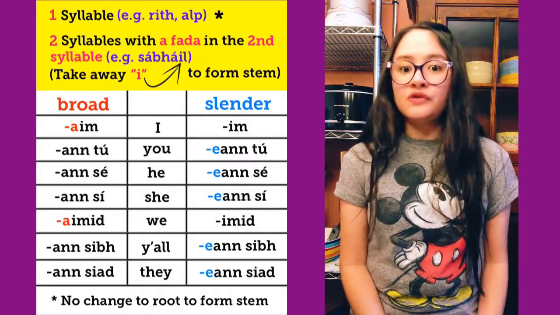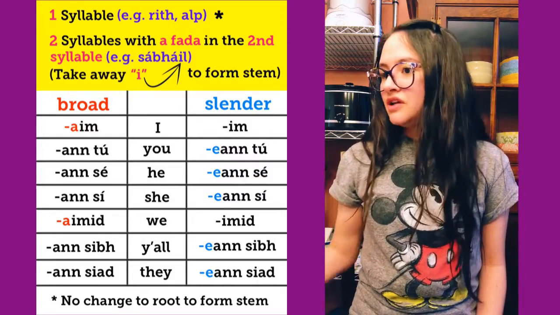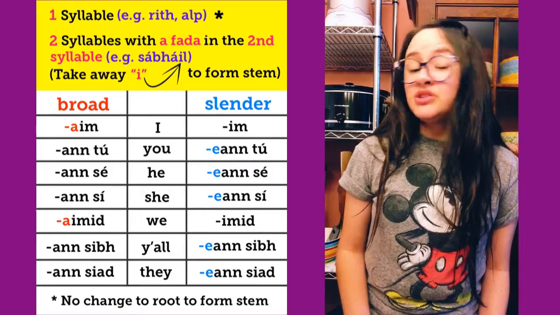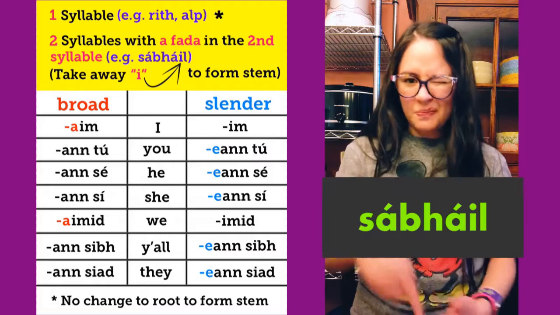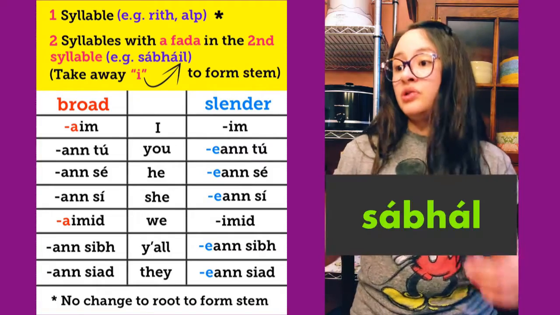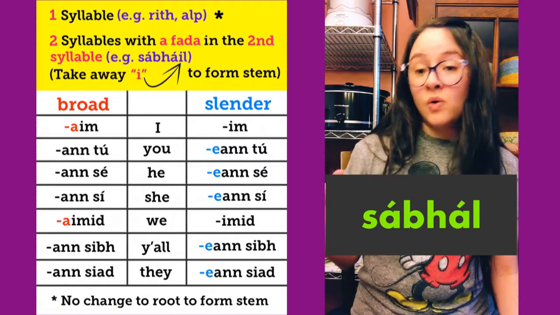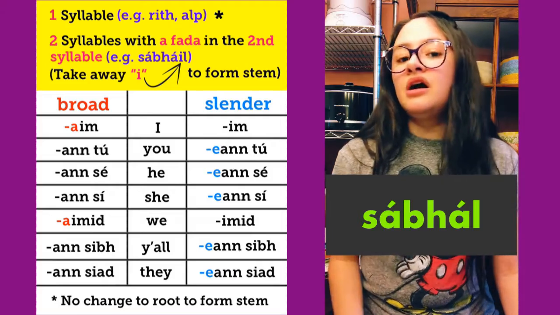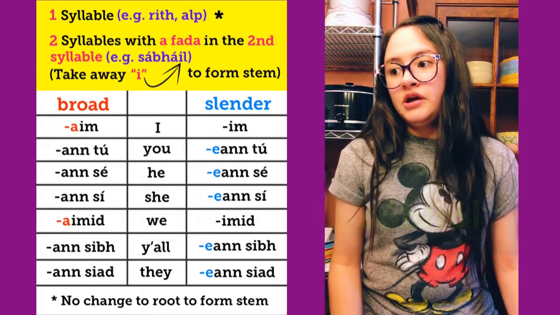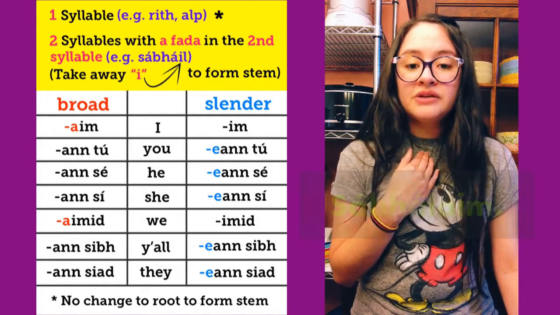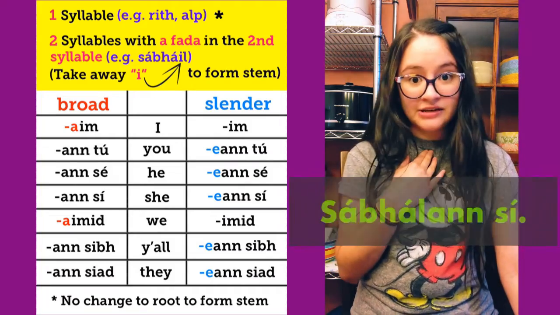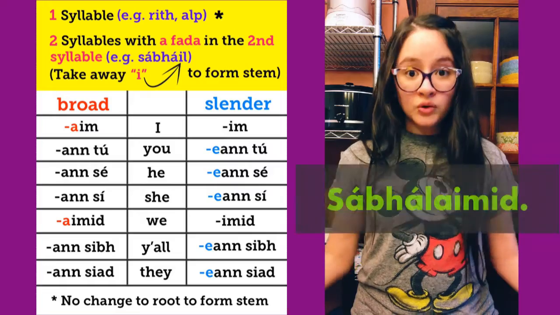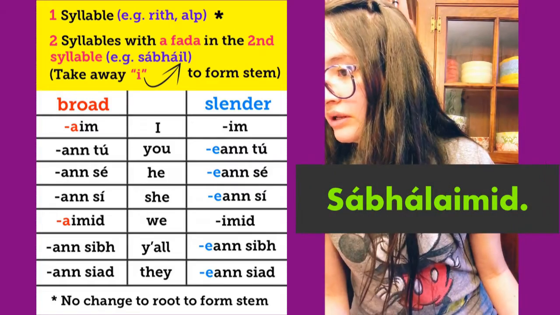So let's just do a few to kind of get it in our heads. Sowl. Now we form the stem, drop the I, sowl, the last vowel is broad, so it's a broad verb. So I save would be sowlum, she saves, sowlin she, we save, sowlamage.